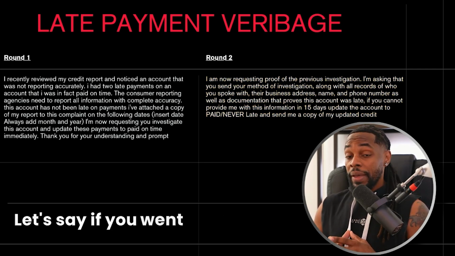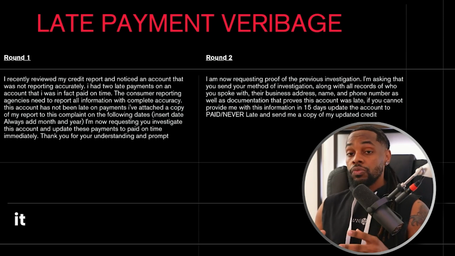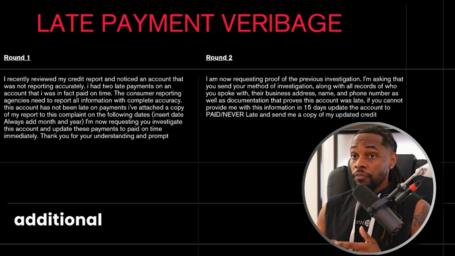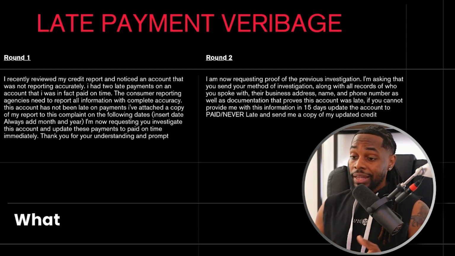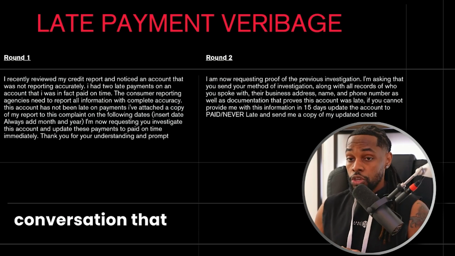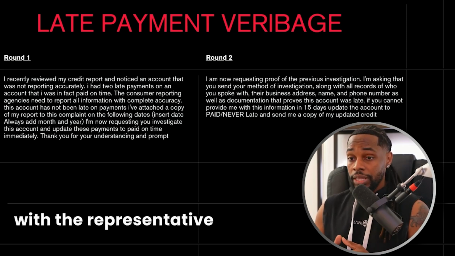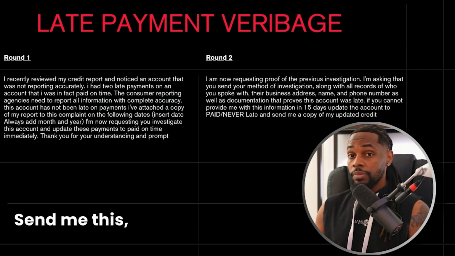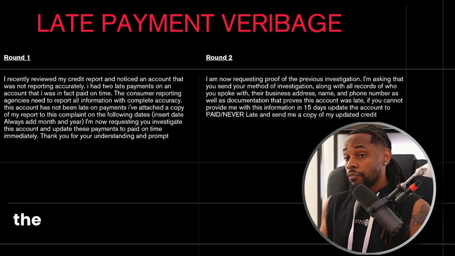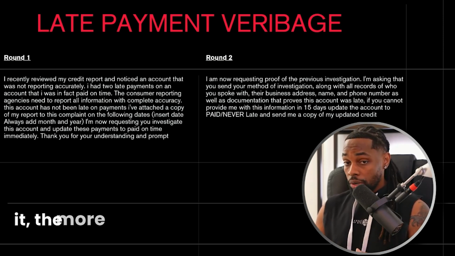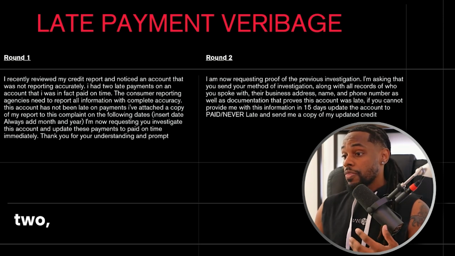Let's say if you went past round 2, at that point, it doesn't really matter what you say. The point is that you start to ask them for additional information to verify the account. What I like to ask for is, send me the transcript of the conversation that you had with the representative at the bureaus or the representative at the bank that said this was late. Send me this, send me that. The more specific you get with the information that you're asking for, the less likely that they're going to provide it, the more likely it is that the account will get updated. So if you had to go past round 2, that's what I would do.